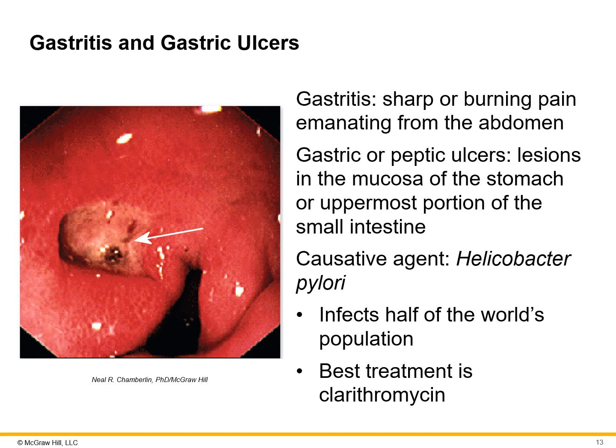All right, now as we move out of the oral cavity, so gastritis and gastric ulcers. Just the term gastritis is a sharp or burning pain coming from the abdomen. And then ulcers are lesions of the mucosa. So remember, one of our defenses is that thick layer of mucus. Well, whenever that mucus is broken down and a lesion occurs in the stomach, or it can be in the upper part of the small intestine as well, it can lead to these ulcers.